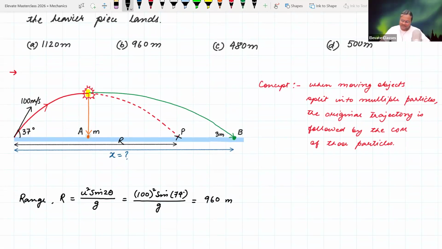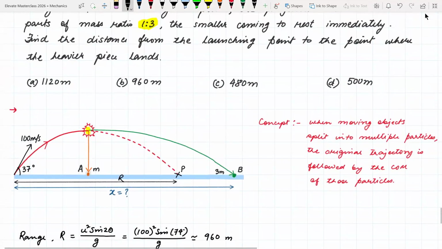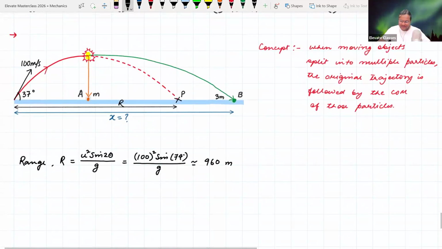हाँ, अप्रॉक्स 960 लिख देते हैं यहाँ पे. सर मीटर, हाँ मीटर. So this is the final position of the center of mass. So this is nothing but the position of the center of mass finally.